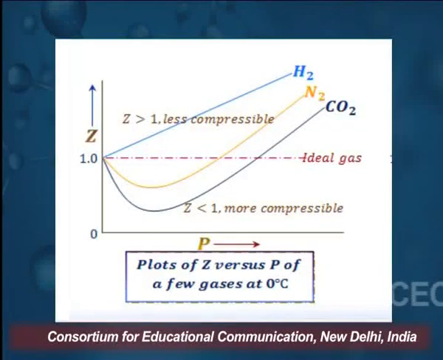This graph is showing a plot of Z versus pressure of a few gases at 0 degrees Celsius. So you can see for an ideal gas we are getting a horizontal line which is parallel to the x-axis. For hydrogen we are getting a value of Z which is greater than 1. For CO2 we are getting a curve in which Z is less than 1. Whenever Z is greater than 1, it means the gas is less compressible. Wherever Z is less than 1, it means the gas is more compressible. And remember, an ideal gas cannot be compressed.